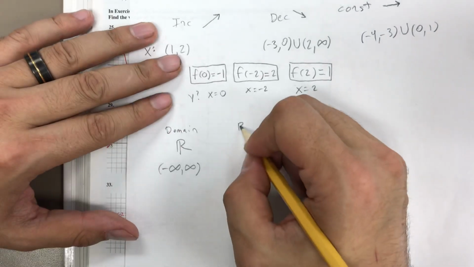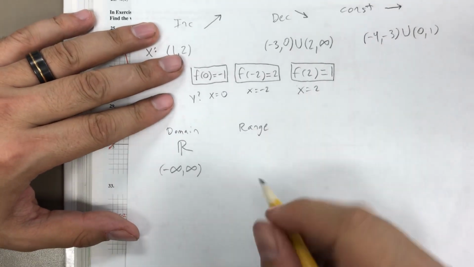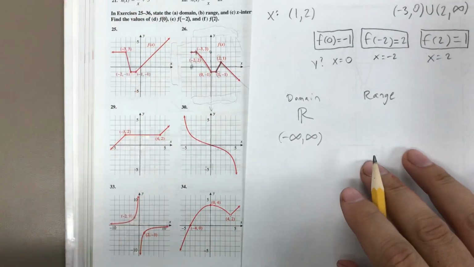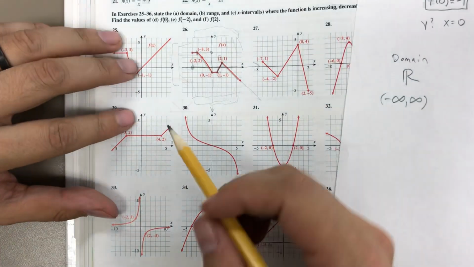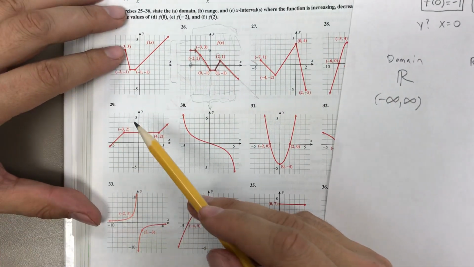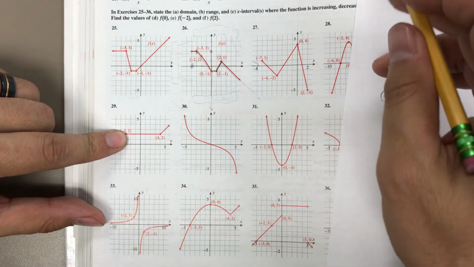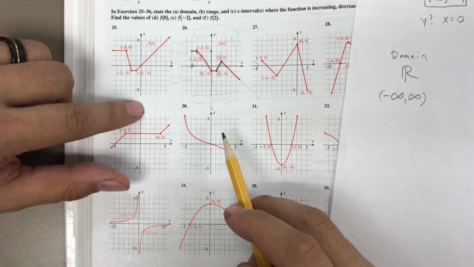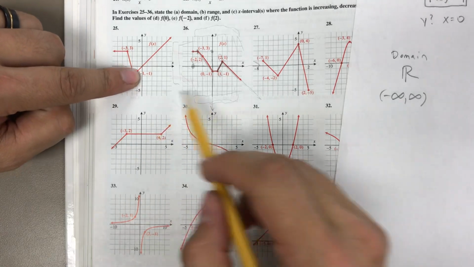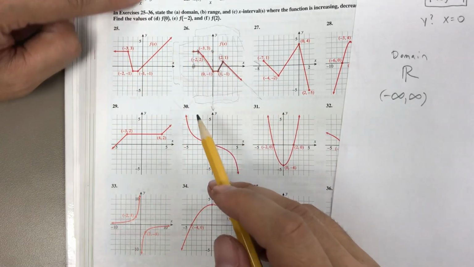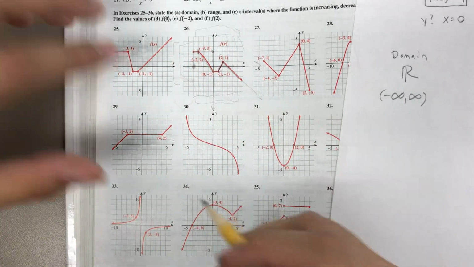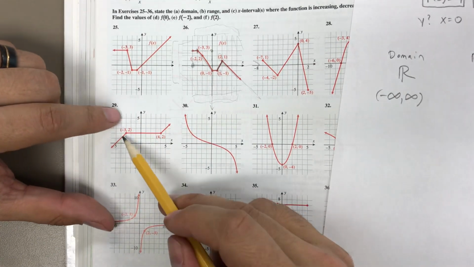Now let's look for the range. So the range is going to be all of the possible y values that we can get on our graph. Going back over to number 29 here, the graph just keeps going up and up and up forever. So that means that along the y-axis, we're going to have corresponding y values all the way through, basically for positive infinity. Same thing in this direction.